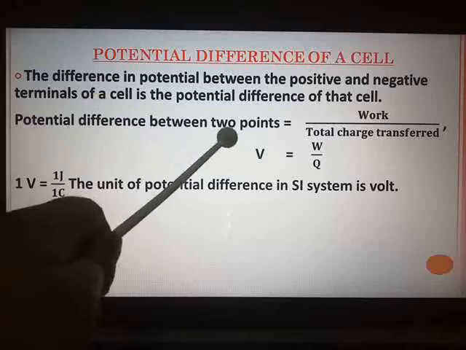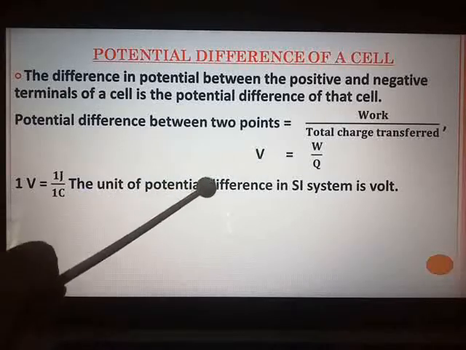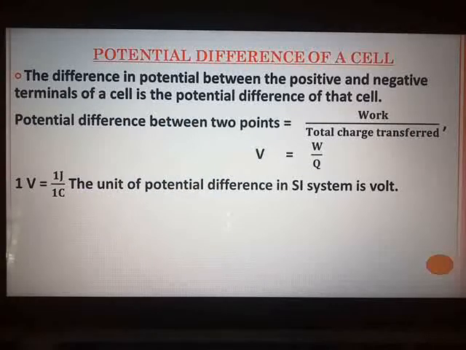And why V? Because the SI unit of potential difference is volt. And why volt? That also I had explained you last time. The Italian scientist Alessandro Volta had constructed the first electric cell, and hence the SI unit of potential difference is a recognition of his work. And so from his surname Volta, the SI unit is given as volt.